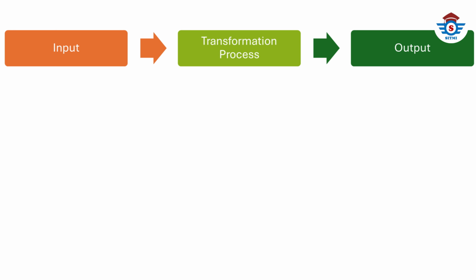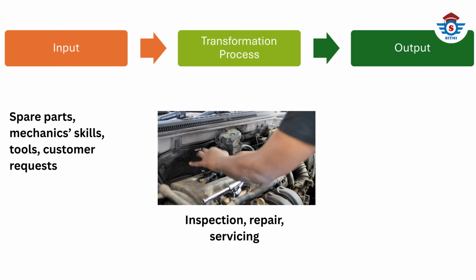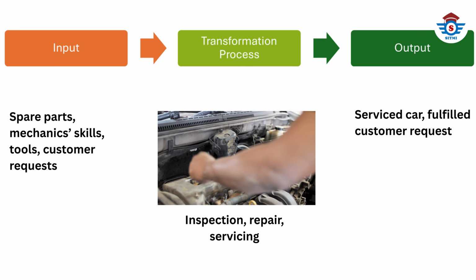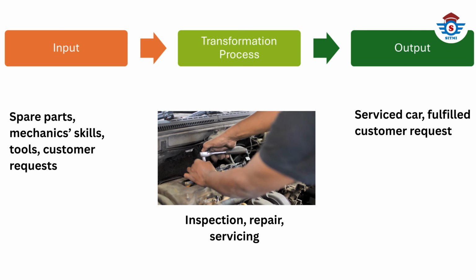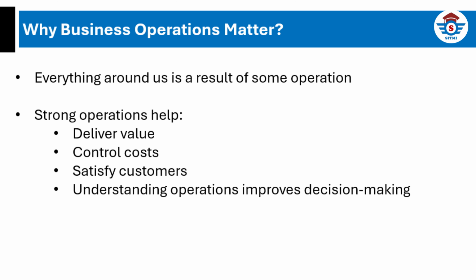In service operations like car service, inputs include spare parts, mechanic skills, tools, and customer requests, and the output is a serviced car or a fulfilled customer request. In a nutshell, everything you see around you, whether it is a product or a service, is the result of some business operation. And understanding this foundation helps business professionals take better decisions in their daily work.